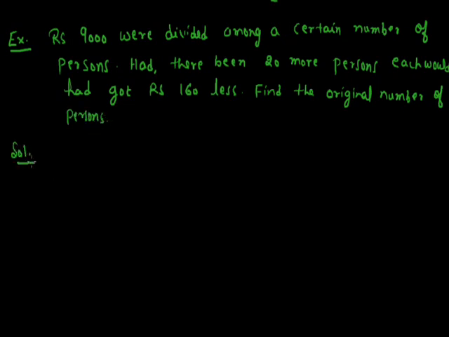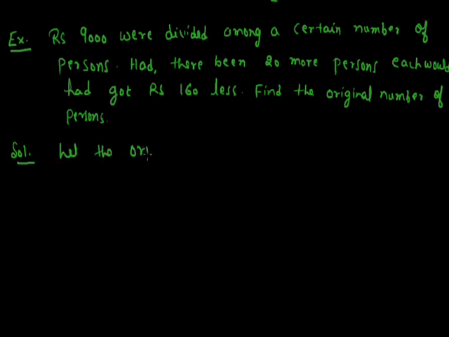Now solution. In the problem it is given that rupees 9,000 were divided among a certain number of persons. Had there been 20 more persons, then each would have got rupees 160 less. Now we have to find the original number of persons. So let the original number of persons be x.